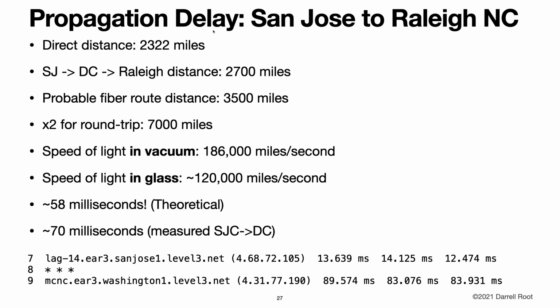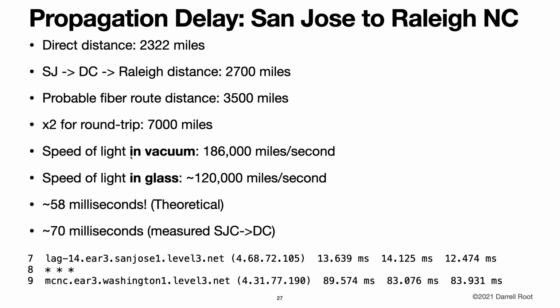The propagation delay is how long it takes the electrical or optical signals to get from San Jose to Raleigh. The direct distance is 2,322 miles. Our trace route showed that we went through Washington, D.C. That distance via that path is approximately 2,700 miles. The fiber route is probably about 3,500 miles. Round trip, that makes it 7,000 miles.